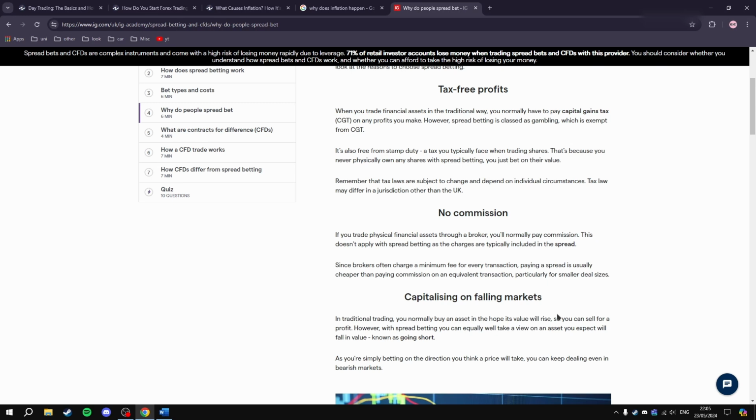It's also free from stamp duty, a tax you typically face when trading shares.